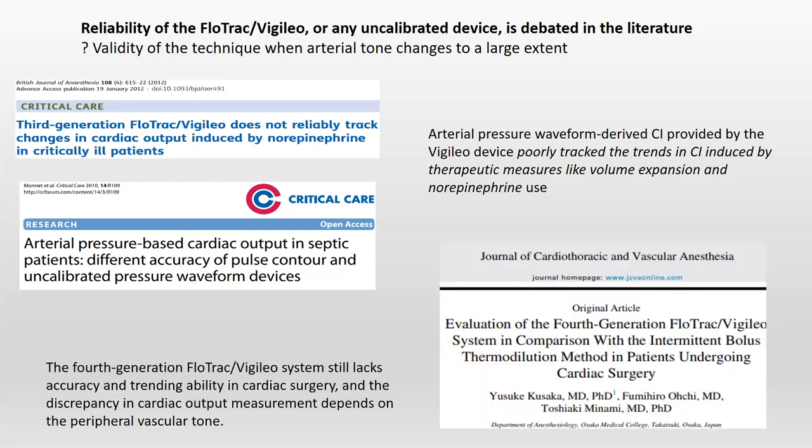Then they looked at the fourth generation FloTrac, which came because they were trying to modify the third generation to see if they could improve this tracking. But unfortunately, the fourth generation in this study also showed that it lacks accuracy and trending ability in cardiac surgery, and the discrepancy in cardiac output measurement depends on peripheral vascular tone. And this was done in cardiac surgery, so this was not even done in our ICUs with septic shock patients. This was a much more controlled setting than what we actually see in the ICU.